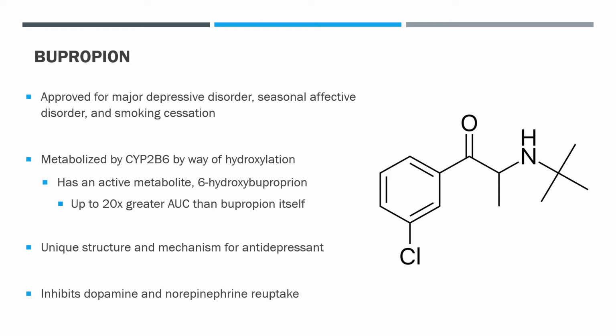Another thing that's interesting about bupropion is it has a very unique structure and mechanism as an antidepressant. A lot of the antidepressants that we see on the market today are inhibitors of serotonin reuptake, but bupropion inhibits dopamine and norepinephrine reuptake. As you can see by the structure over here, it resembles a lot of our monoamines. It looks a little bit like norepinephrine or dopamine. It's a classic phenethylamine, as we can see right here.